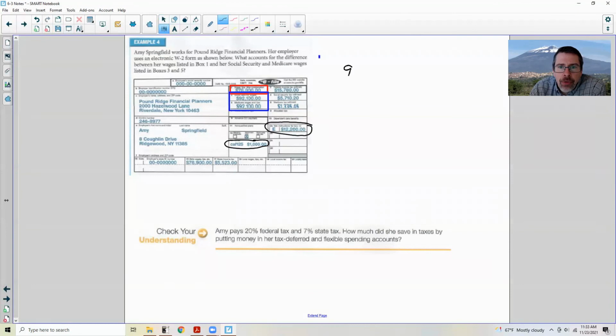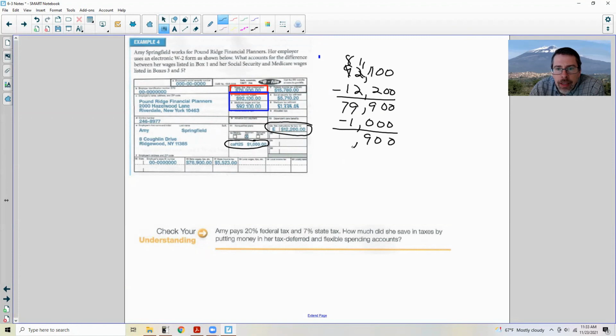So if I take that 92,000, which is what the Social Security wages say, and I subtract $12,200 from that, that is the tax exempt amount. That knocked us down to $79,900, and now we have a cafeteria plan of $1,000. And if we subtract that from our gross, then we get $78,900, which is what's up there in the wages column, what they call line 1. Okay, and that's where that comes from.